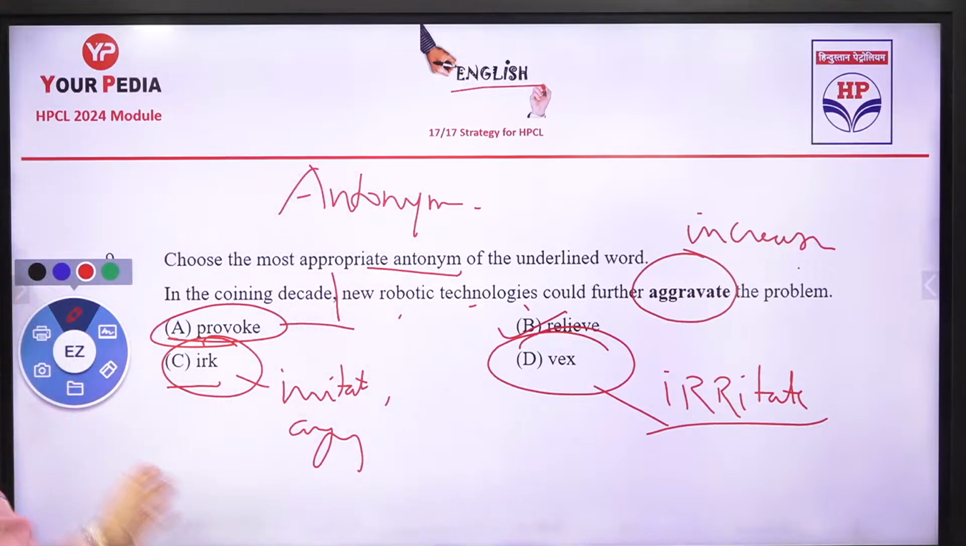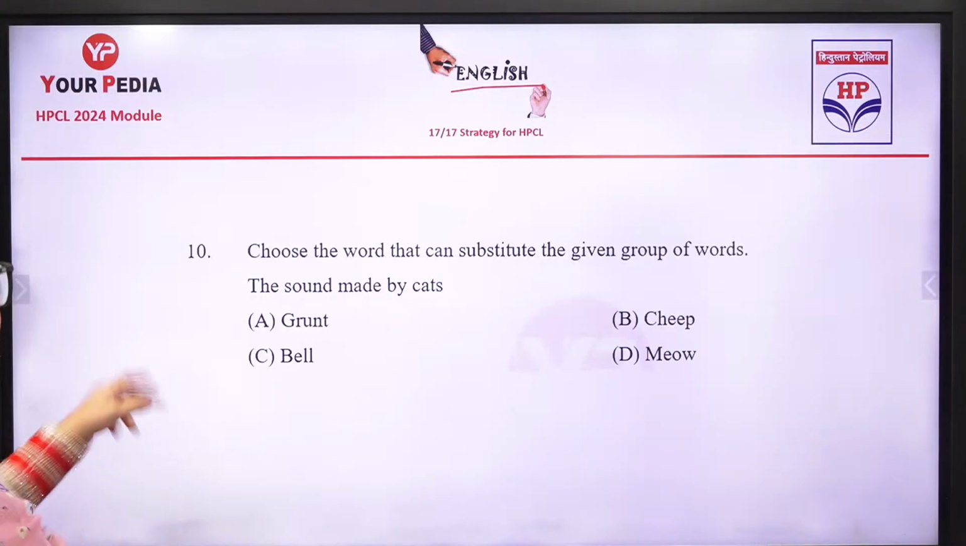So relieve is the option, right? So B is the right one. Good. Go for the next one.